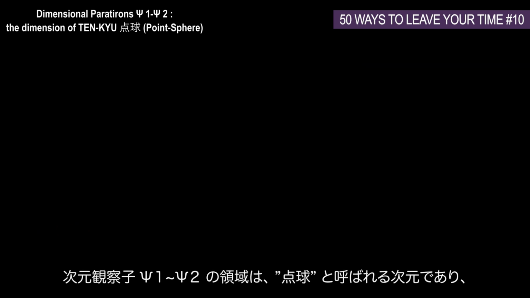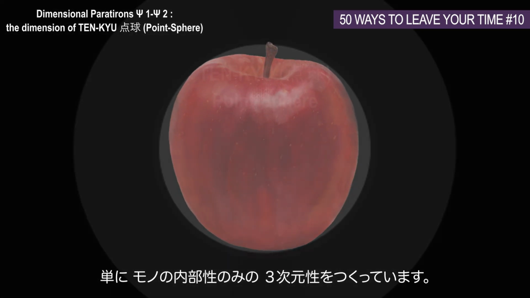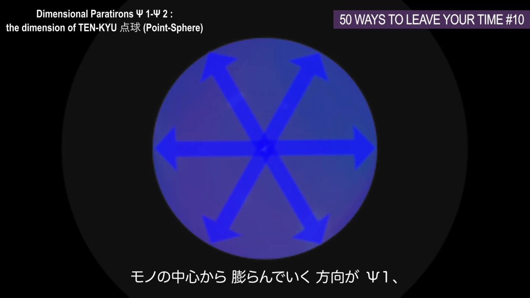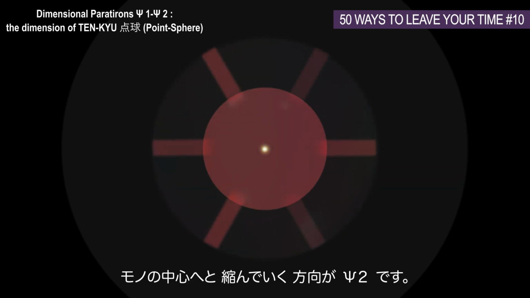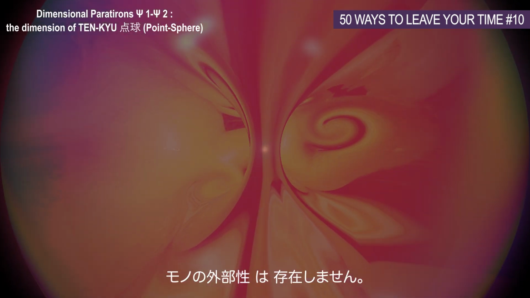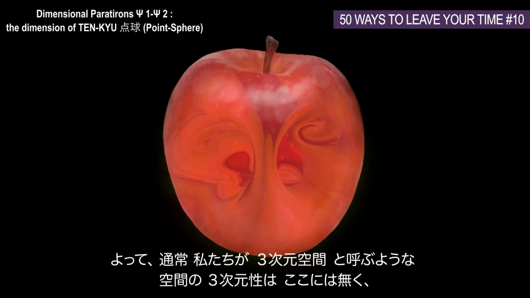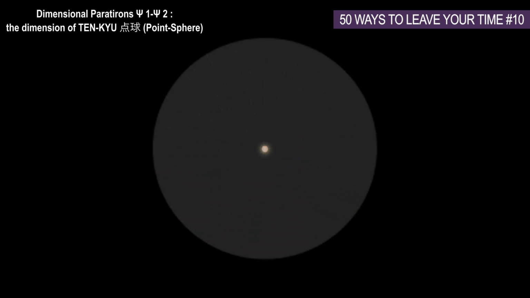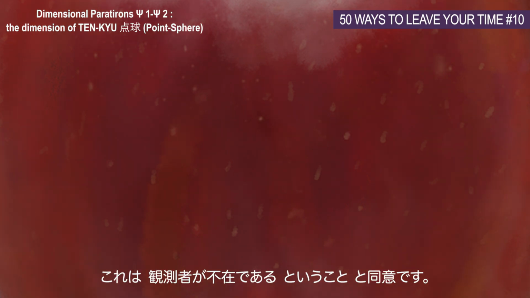In the region known as 10Q, point sphere, we encounter the three-dimensionality of an object's interiority. The direction of expansion from the object is denoted as psi1, and the direction of contraction from the object is psi2. Notably, there is no concept of the externality of objects within this dimension. Consequently, what we commonly refer to as three-dimensional space, characterized solely by objects, is considered a point or zero-dimensionality in nosology. Furthermore, the absence of contours for objects in this dimension implies the non-existence of an observer.